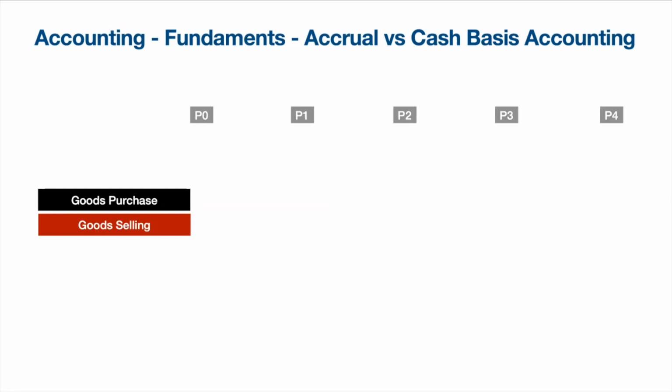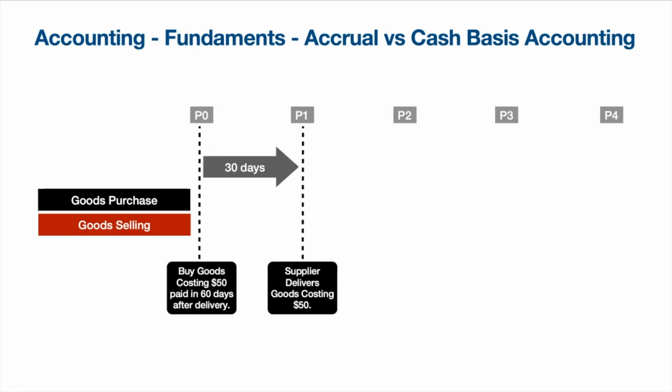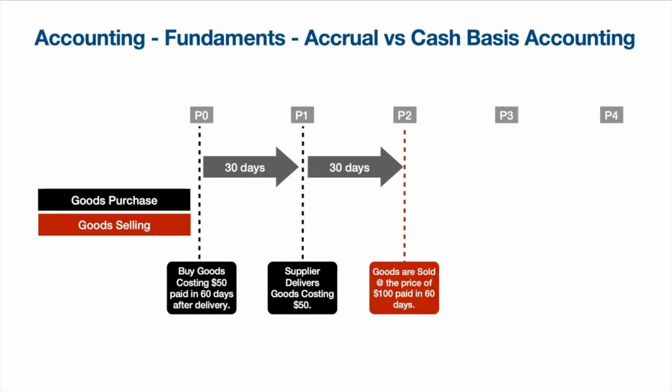Let's take two main transactions of a company, buying goods and selling goods. Let's say that in period 0, the company is buying goods costing 50, paid in 60 days to our supplier after delivery of the goods. Then in 30 days, the company receives the goods. 30 days more, the company sells its goods to the customer, and the customer will pay the price of 100 in 60 days.